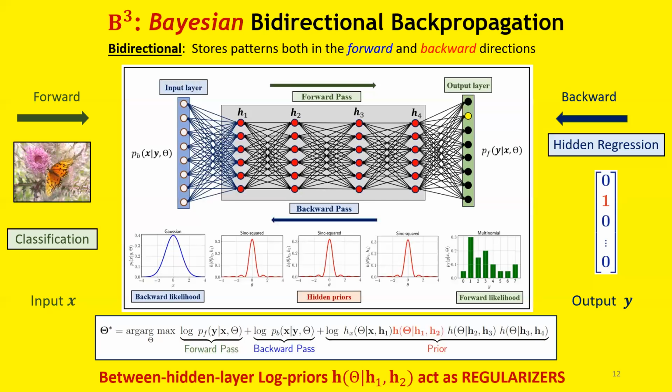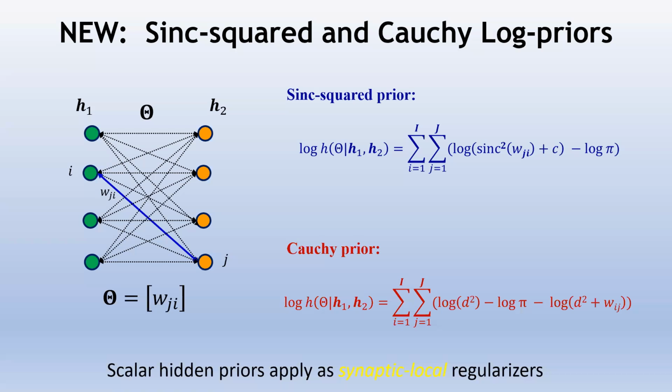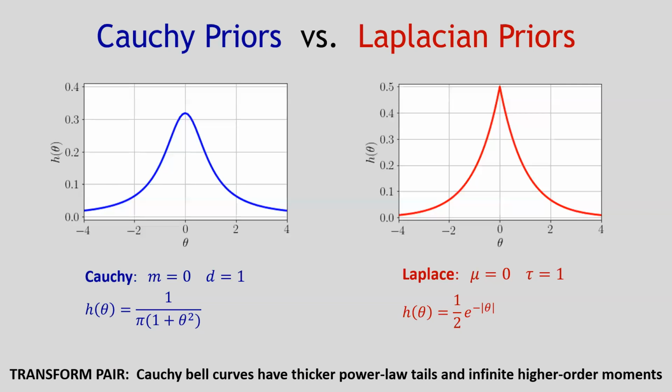compressed representation. We're going to look again at priors put on the weights, and that gives back a proper Bayesian bidirectional backpropagation, or B cube, these regularizers, and this applies locally to the individual synapses here between the layer H1 and H2. So if we take the log prior, in the Sinc-Squared case, it looks like the double sum on the top, in the Cauchy case, the double sum on the bottom, and so forth.